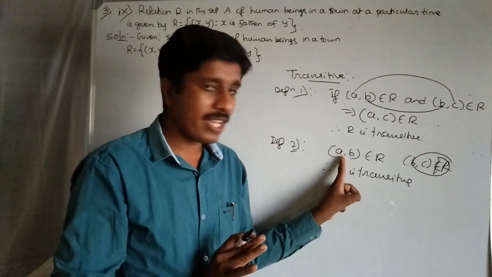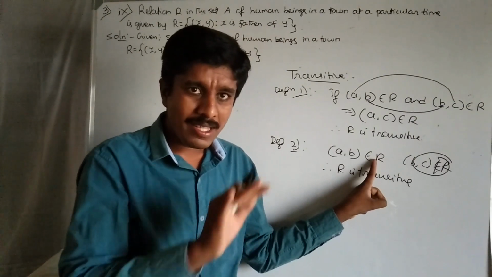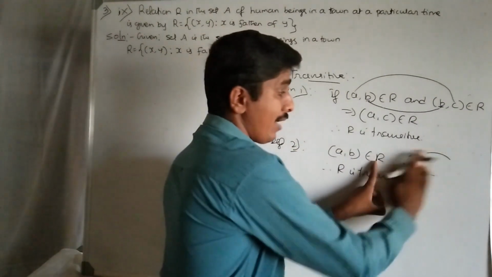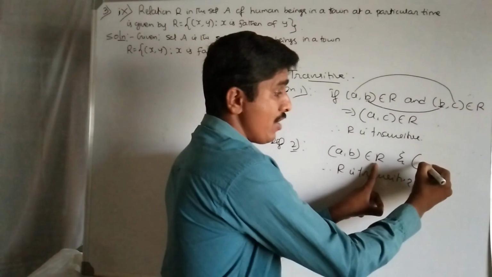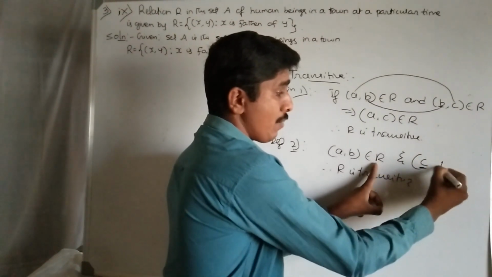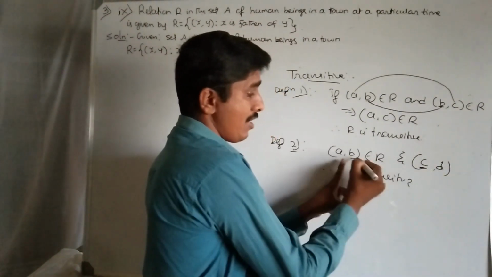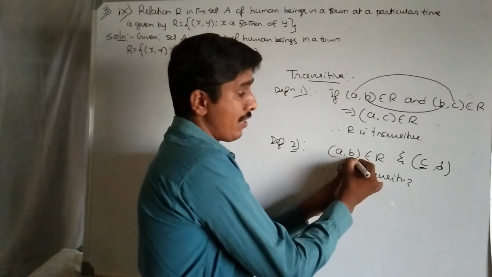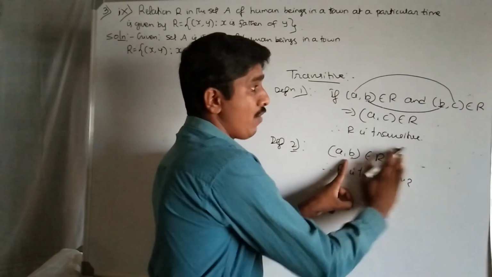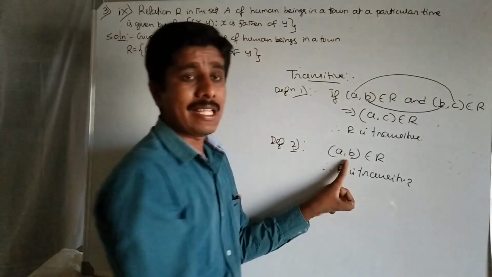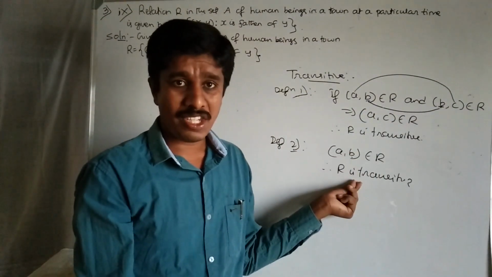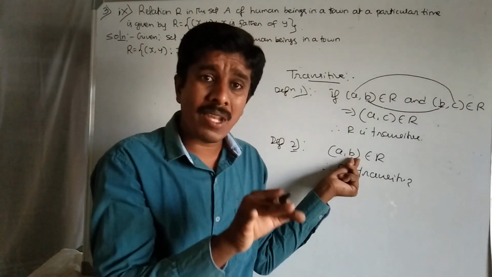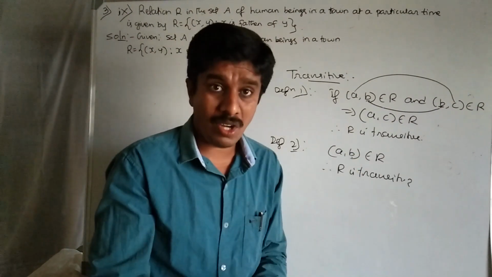The second definition: (A, B) belongs to R. There is no second ordered pair here. Suppose there is no second ordered pair, say (C, D), whose first element equals the second element of the first pair. Here B is not equal to C. Therefore, no need to verify (A, C). This ordered pair itself is transitive. One thing, mind it: only (A, B) belongs to R means that ordered pair itself is transitive.